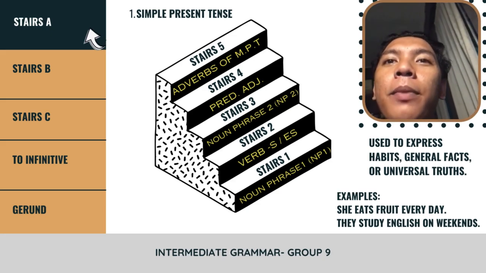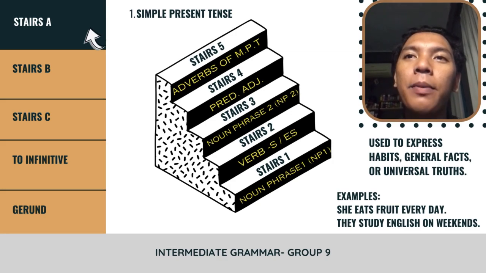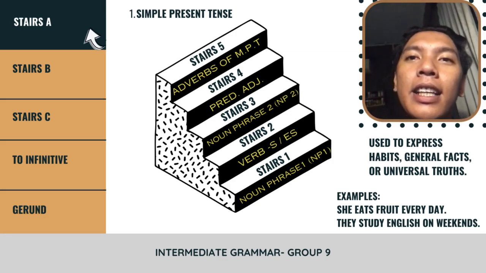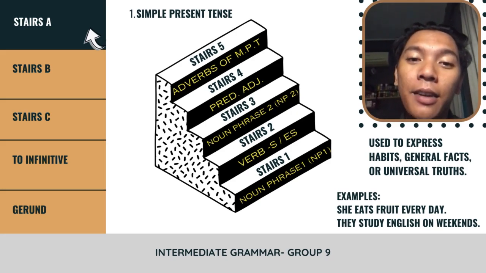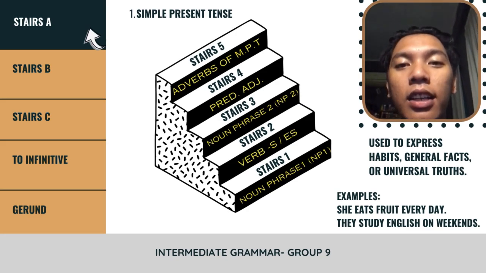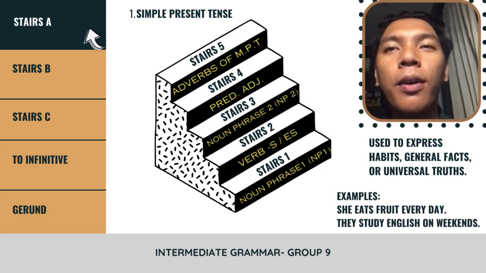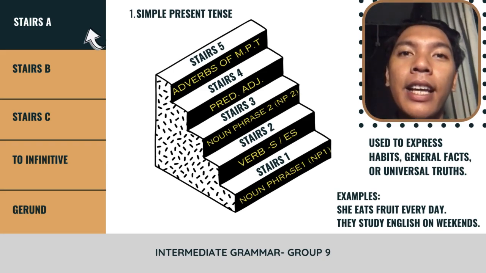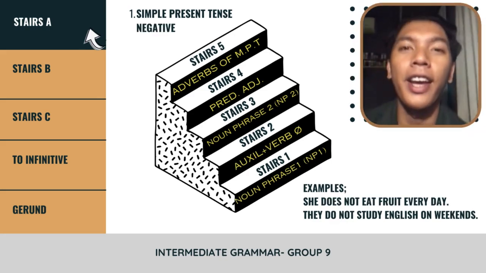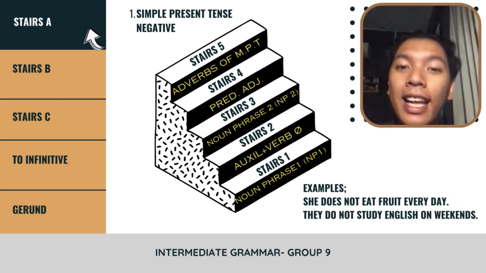Let's take the example from the simple present tense in positive one. The example is she eats fruits every day, but in negative we say she does not eat fruits every day, without s. She does not eat fruit every day. And for plural is they do not study English on weekends. So here it comes.